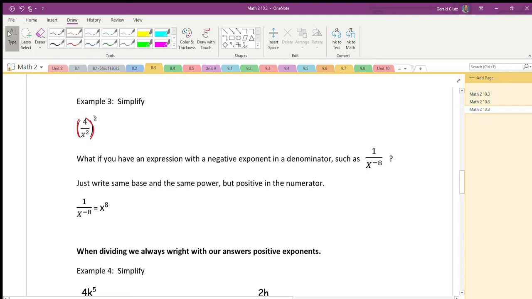we have an exponent on the outside. So that means I'm going to have a 4 to the 2, or 4 squared, divided by x squared to the second power. 4 squared is 16. So x squared squared, or x to the 2 to the 2. So we got a 2 on the inside, 2 on the outside, so that means we're multiplying them, so x to the 4th.